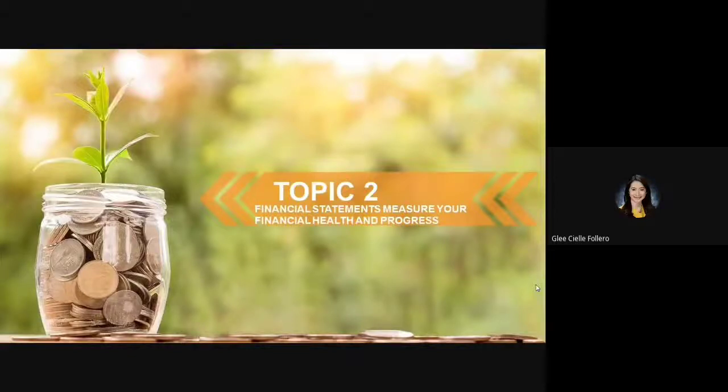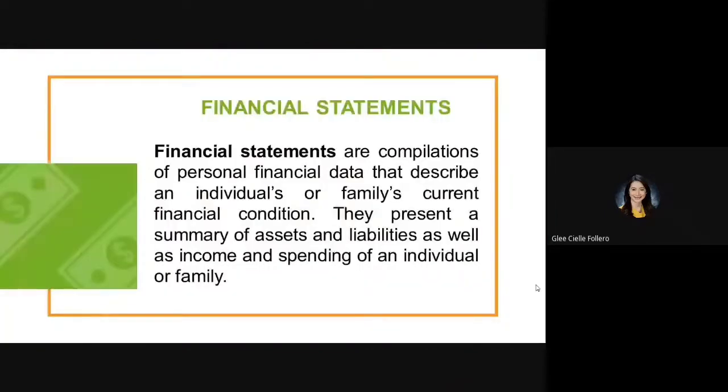So topic number two is the financial statements. Measure your financial health and progress. Our learning objective in this topic is to use balance sheets and cash flow statements to measure your financial health and progress. These are just like the financial statements of a company or a corporation. We are all familiar with this one, but this one focuses on your personal finance. It is a compilation of personal financial data that describe an individual's or family's current financial condition.